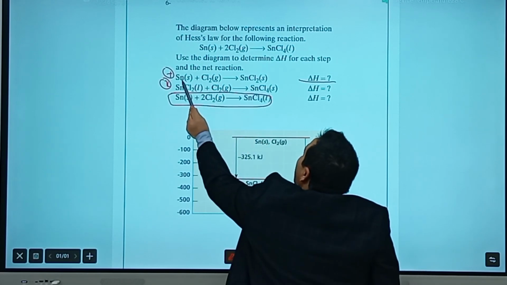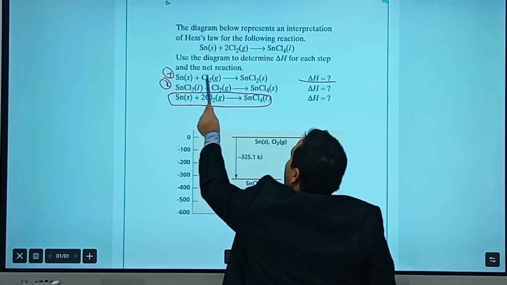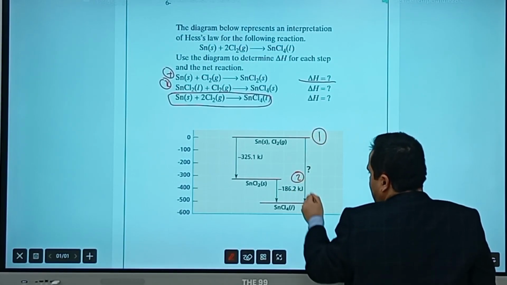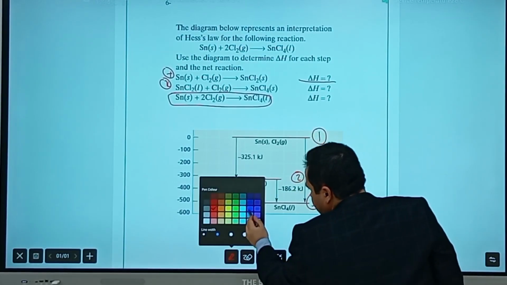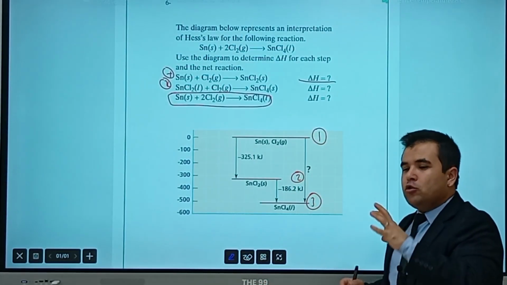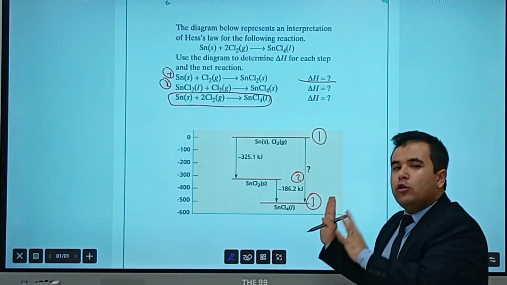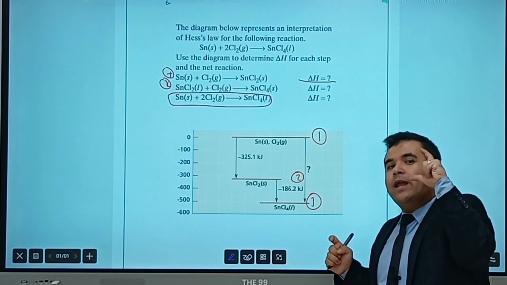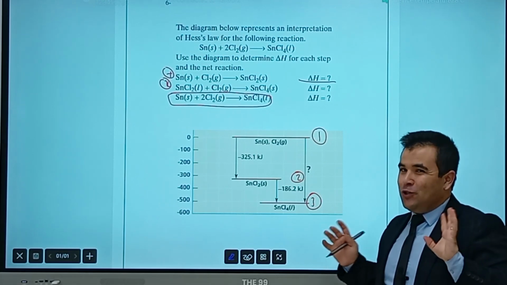Guys, the reactant of the step or the reaction must be on one of the lines. This is the first, second, and third line. A reactant of the step must be on one of the lines, the product on another line. In between those two lines, that will be the enthalpy of the reaction. That's simple.